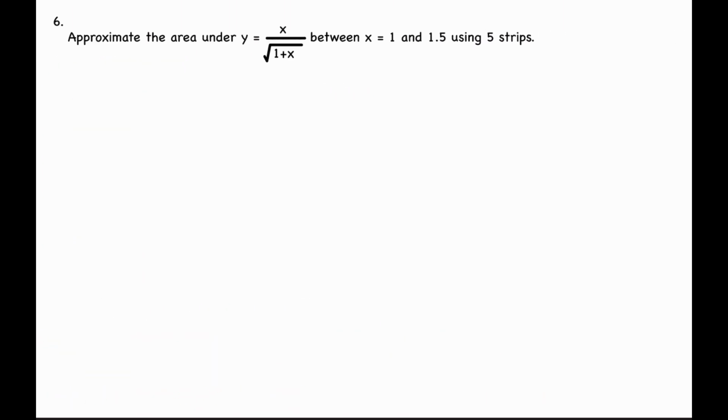So what would we do first? First we would see what is the height of each strip, and that's important to find the area of a trapezium because we need to know the height. To find the height of each strip, we'll just do the difference between 1 and 1.5, which is 0.5. And because we have 5 strips, we divide this by 5. So 0.5 divided by 5 is equal to 0.1.